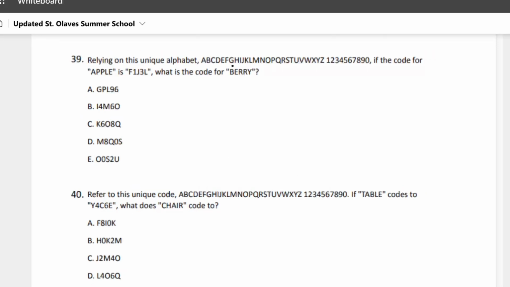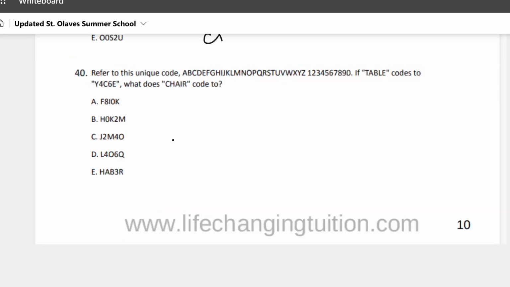Next, A to F is going to be 1, 2, 3, 4, 5 plus 5. And then B plus 5 is going to be 1, 2, 3, 4, 5. It's going to be starting off with G. We already have our answer, which is A. Let's do question number 40.